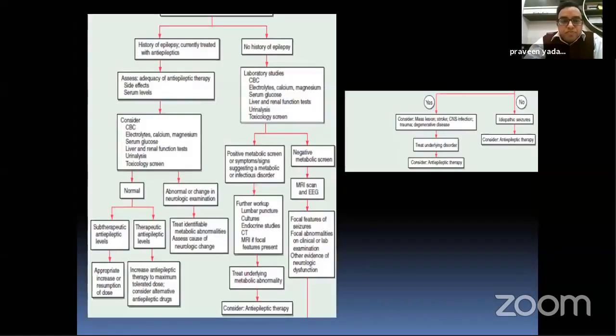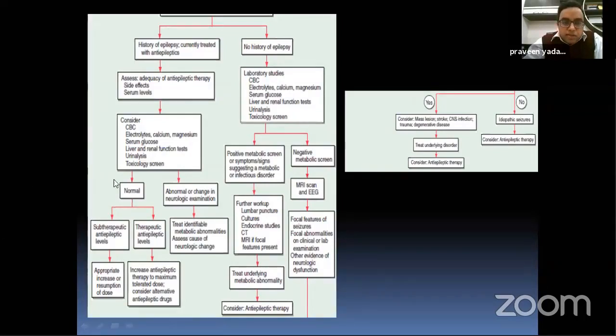So the age of the patient will give us a clue what etiology the patient may be having. Then we go through this very common, very important chart from Harrison's, which tells that if there is a history of epilepsy, then you look at the adequacy of the anti-epileptic drugs. You look at the side effects. If the serum levels are available, you have to do the serum levels. Go through the normal routine electrolytes, and if you see that there is a new abnormal change in the neurological examination, then you have to find out the new cause which is giving rise to the seizure. It could be a metabolic disorder, it could be infection, or some structural CNS disorder. So that has to be taken care of.